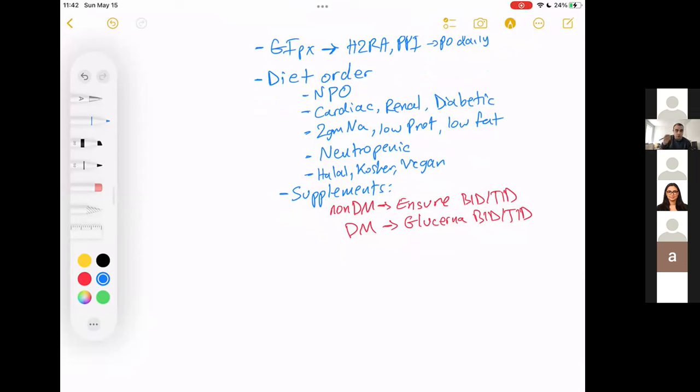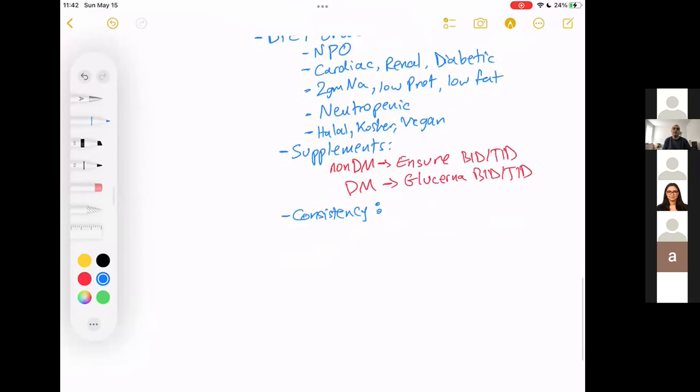Another thing about the diet, also you should know, is the consistency of the diet. شو يعني consistency of the diet? يعني is the diet regular, has everything? ولا is it soft, full liquid, stuff like that? So you need to know regular diet is regular, okay? Is regular consistency. Then soft, شو يعني soft?